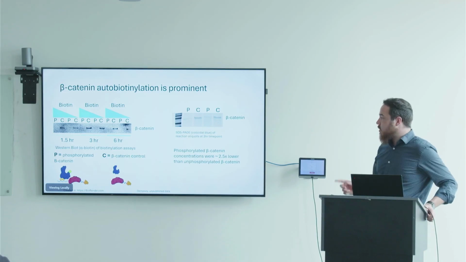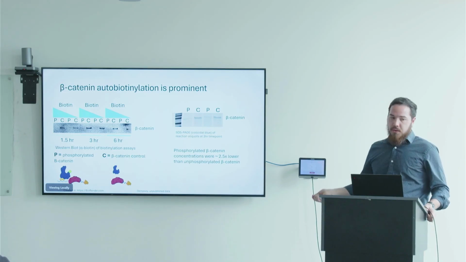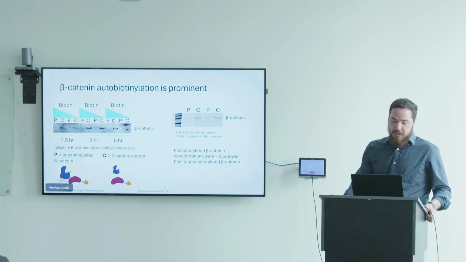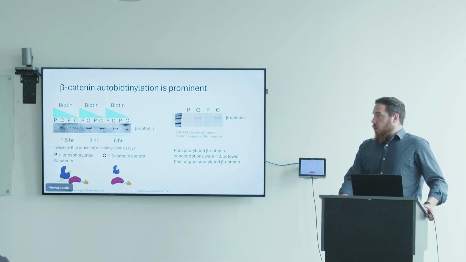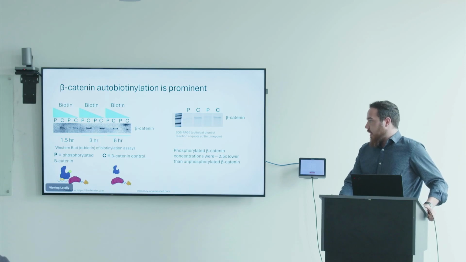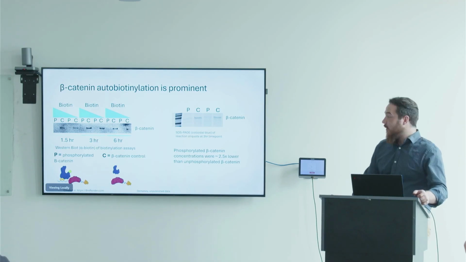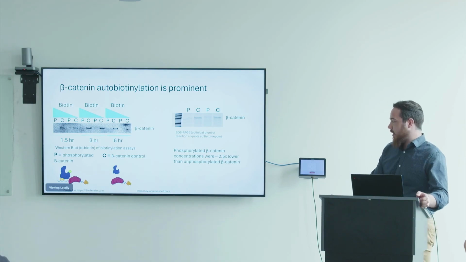But what we did see was auto-biotinylation, or our biotin ligase was biotinylating β-Catenin or itself, potentially. What was kind of concerning about this data, though, is that we only saw auto-biotinylation for our control, our unphosphorylated version, and we didn't see it for our phosphorylated β-Catenin at any time point or concentration of biotin.